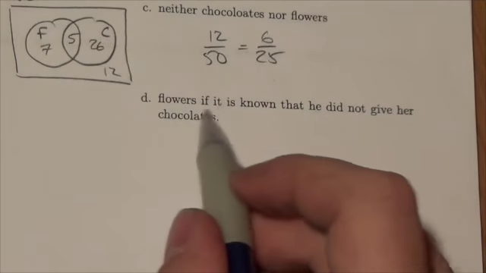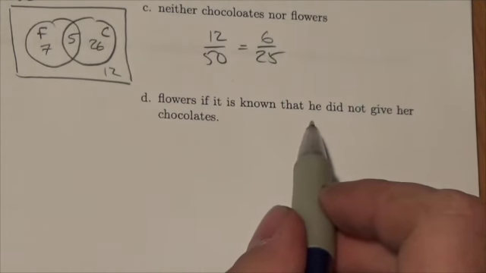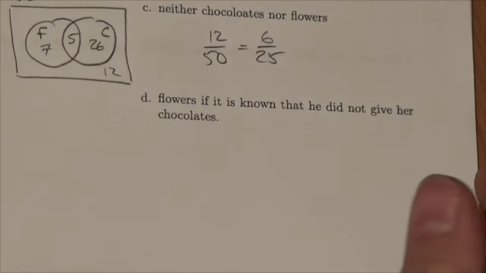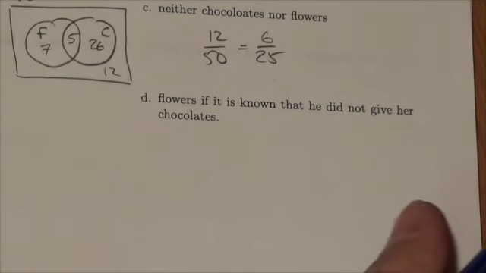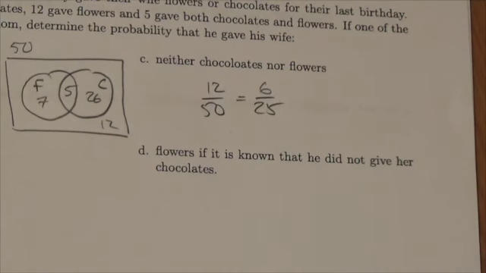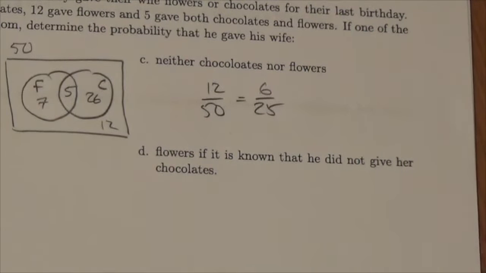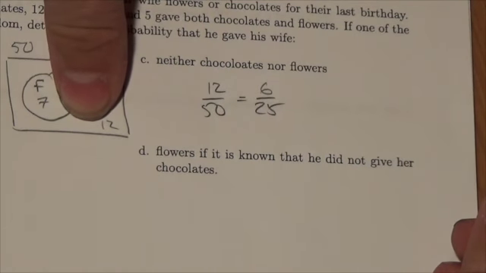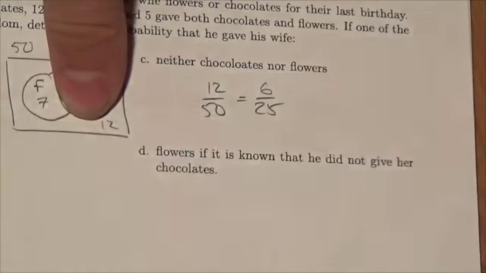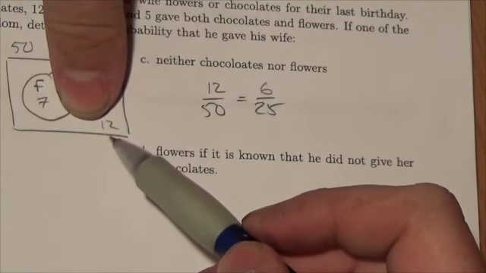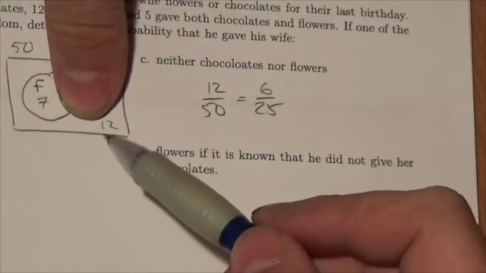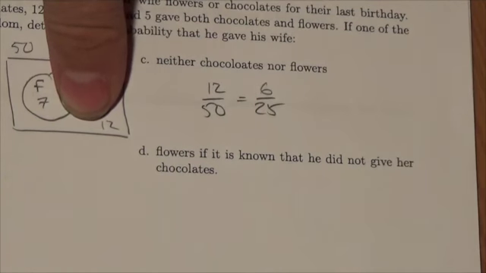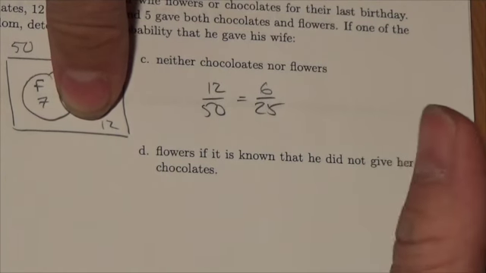Now, flowers, if it is known that he did not give her chocolates. So in other words, what we're doing here is we are covering up the chocolate section. We don't care. We're not worried about those people that gave chocolates at all. Just how many people are left over? Well, I've got 7 here and I got 12 here for a total of 19. So when we look at the people who didn't give chocolates, that's a group of 19 people.